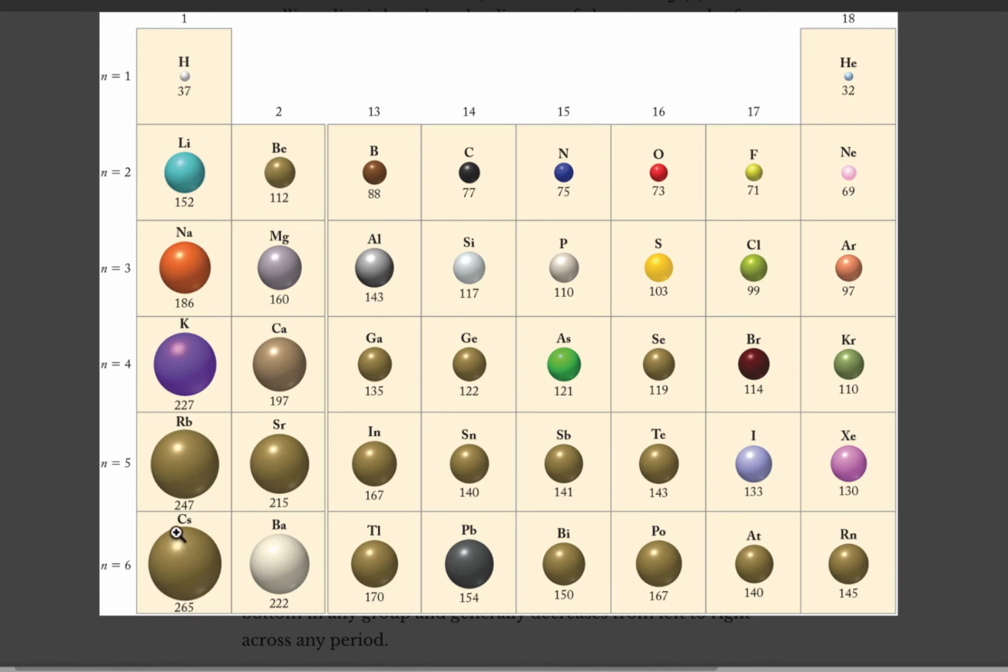What else can you see? Take a look across the periodic table in this row, or period. You can see that these atoms are decreasing as we go across the periodic table, for the most part. There's a few little inconsistencies, but we're not going to worry about a few little blips in here. Okay, we're looking at big trends. So as we go down a group, atoms are increasing, but as we go across the period, atoms are decreasing in size. So let's talk about that part of it as well.